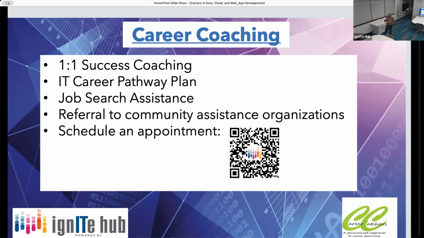You can schedule an appointment, there's a QR code included in there. Again, my apologies. I think I went a little too fast, and otherwise Chris was going to join us tonight. But he'll be more than happy to talk to you. He is a great career coach. We've been working with him for a couple of years in their organization, so highly recommended. And again, it's free. Next slide, please.